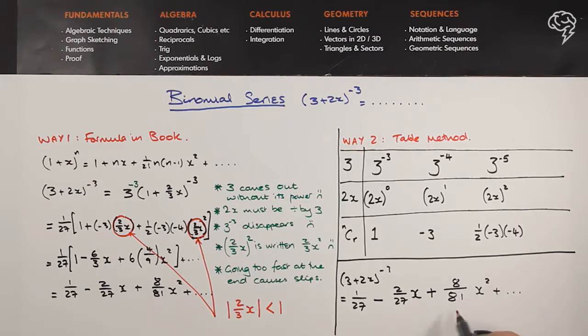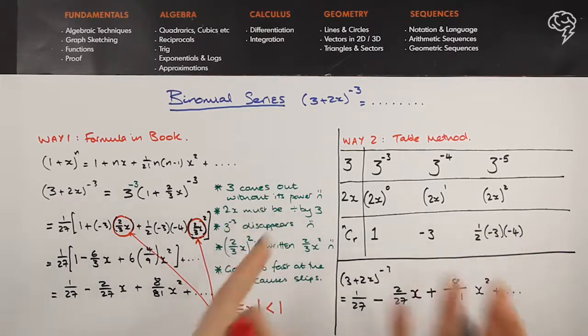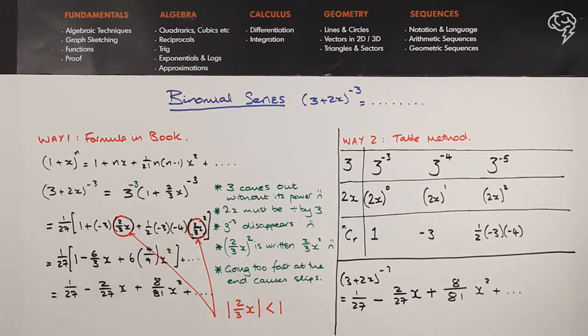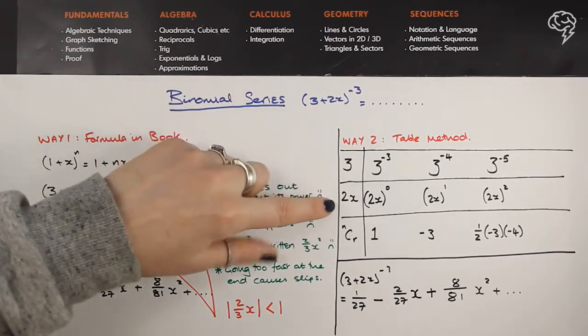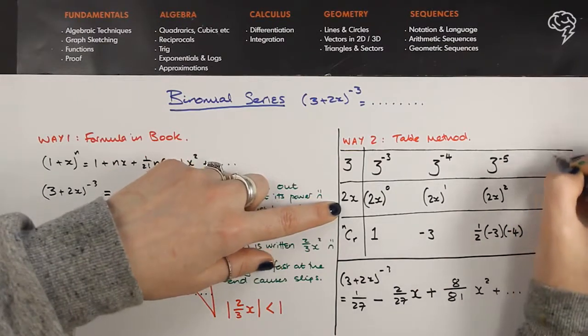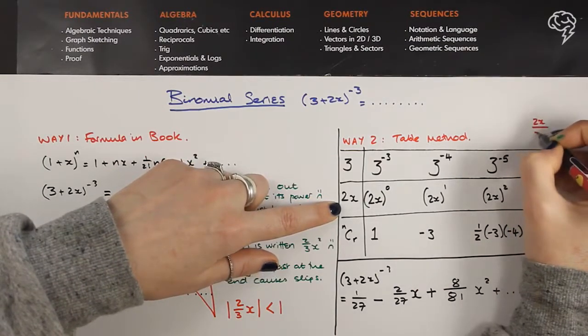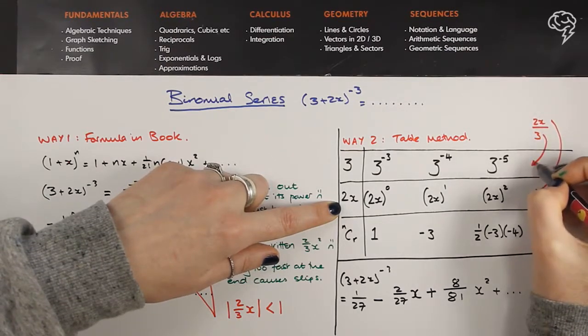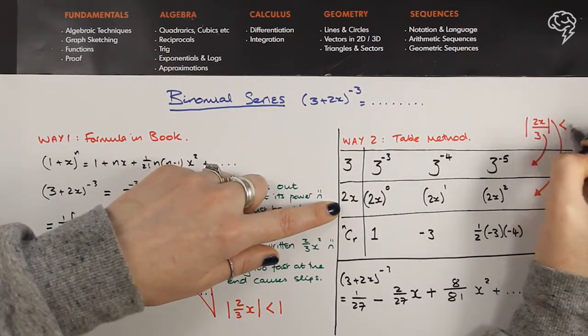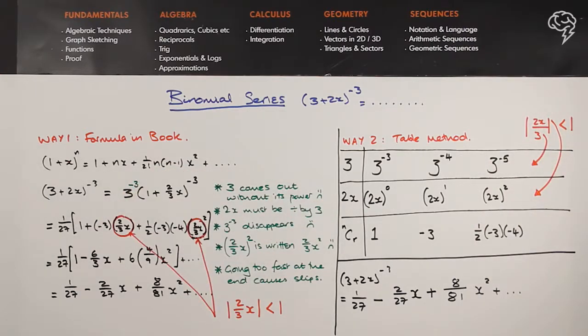Now here, even though this was simpler, it's less obvious to see where this is because we didn't have to do that division to get the 2/3 x. So you would need to remember with this method that the thing that needs to be less than 1 is this divided by this. So you would have to remember that extra step, that 2x, maybe I'll put it here, 2x over 3. So this is this term divided by this term. The modulus of that has to be less than 1 in order for this to be valid.